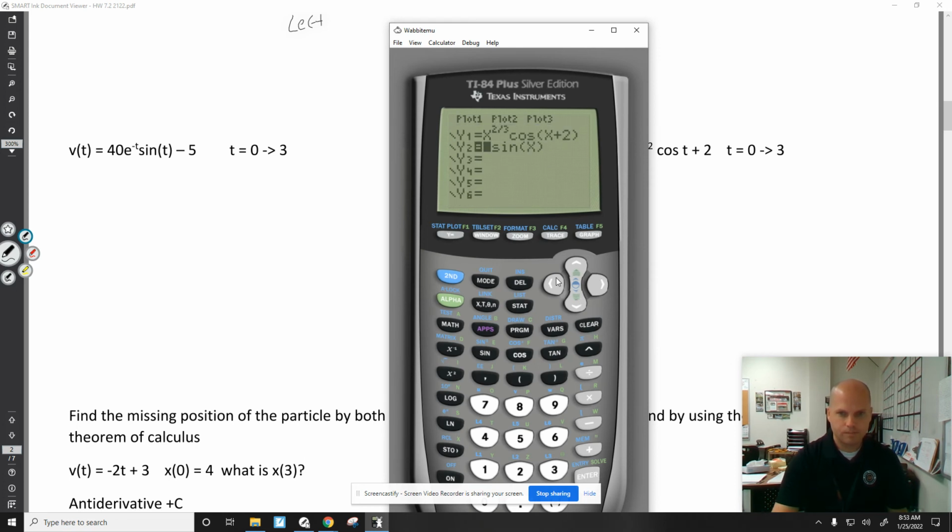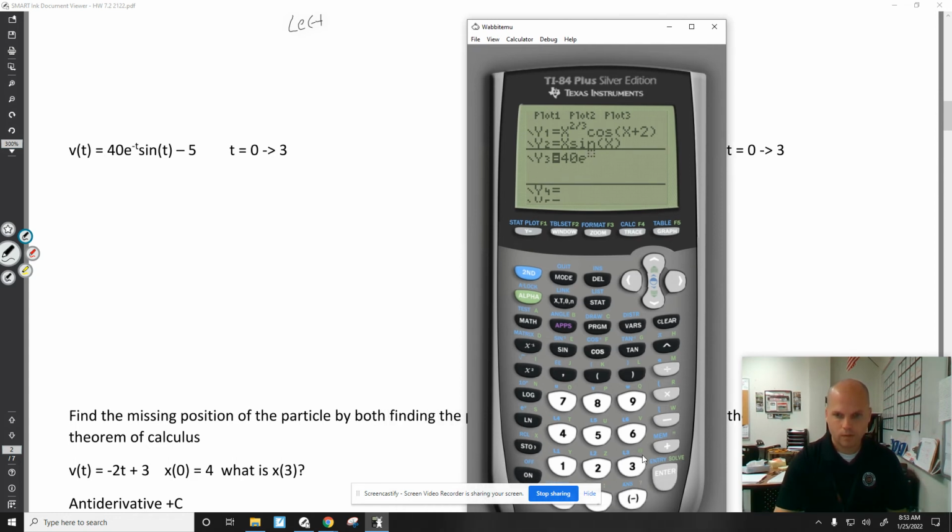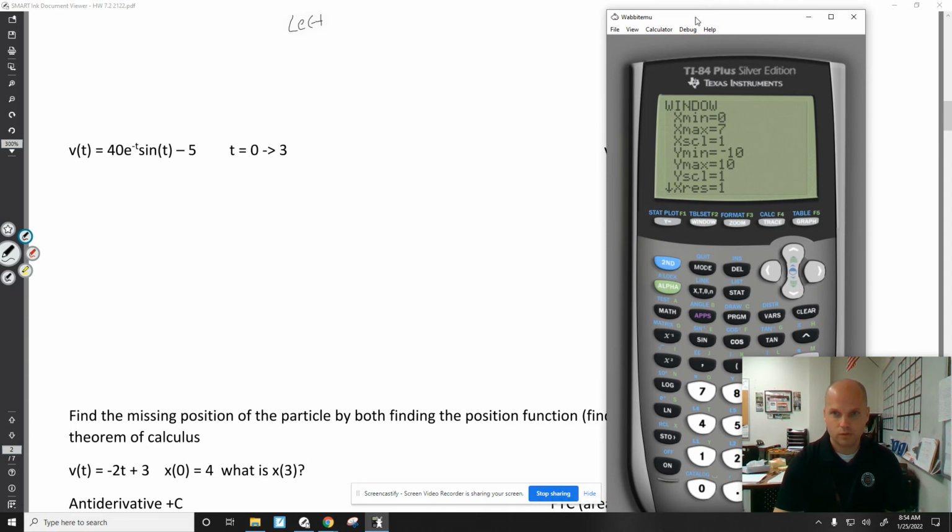Same deal, this third one, hide this guy, 40 e to the negative t, use x, sine x, minus 5. Okay, and I'm just going to do this method. Change your interval. Pause is on. On is a quick little pause. Don't go from 4 to 7, go from 0 to 3.